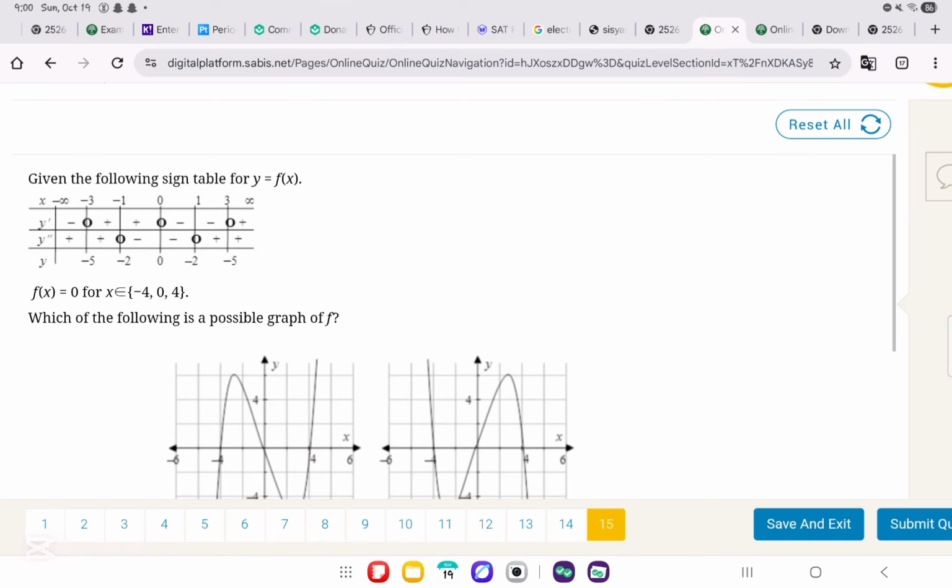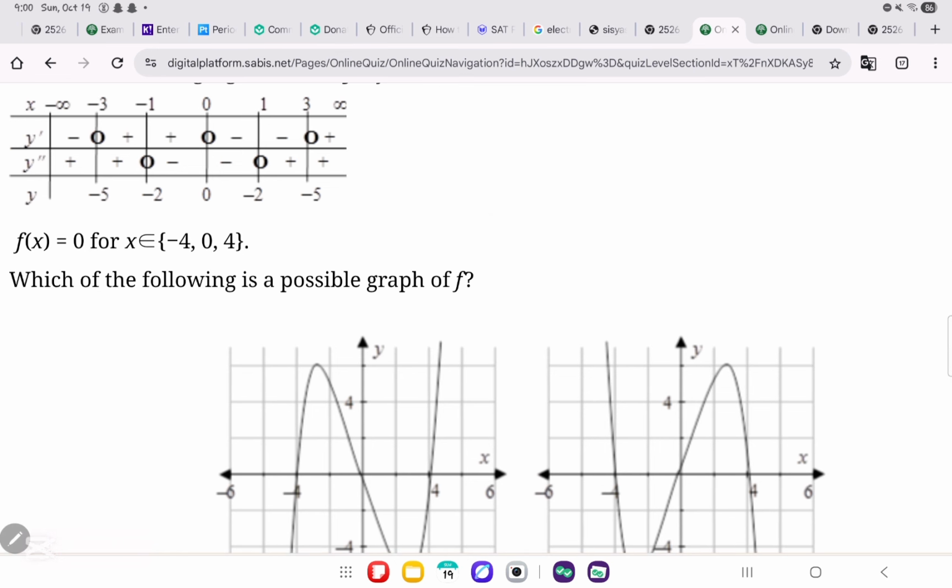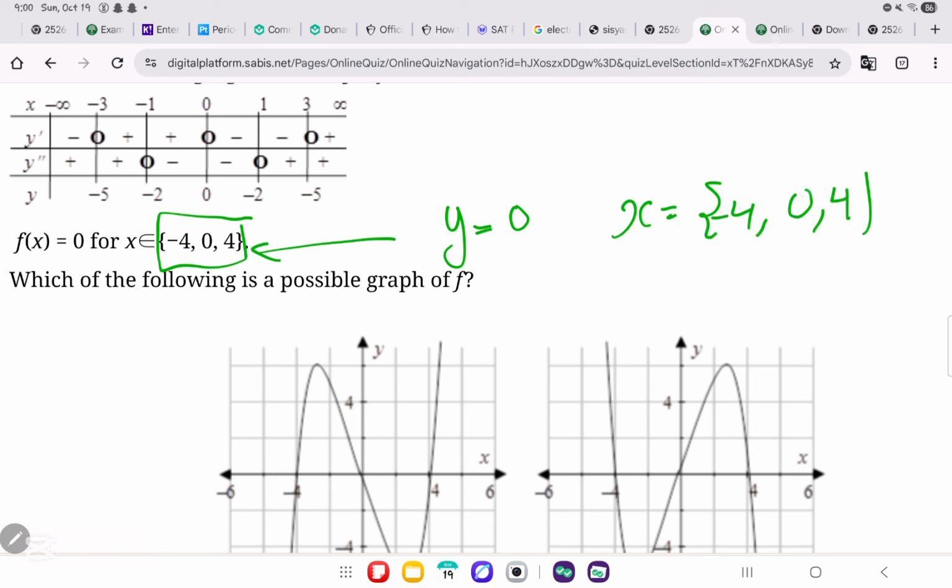We move on to question number 15. What does it say? It says, given the following sign for y equals f(x). And they told us, very, very important, that f(x) is equal to 0 for x being minus 4, 0, and 4. What does this mean? This means that y is equal to 0 for x being equal to minus 4, 0, and 4. That means we call these the x-intercepts. So we have an x-intercept at these points.